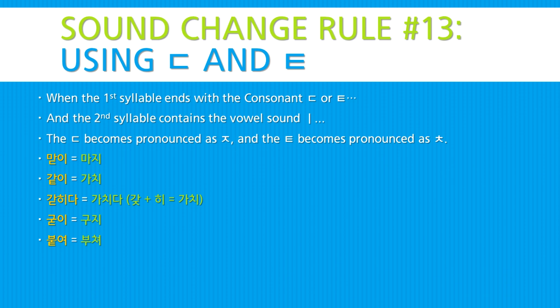Remember that when the hiat comes before or after a regular consonant, it makes that into a strong consonant. So here it makes that regular tgut into a strong tiat, so you get kachida. Guji. Butyo, butcho.